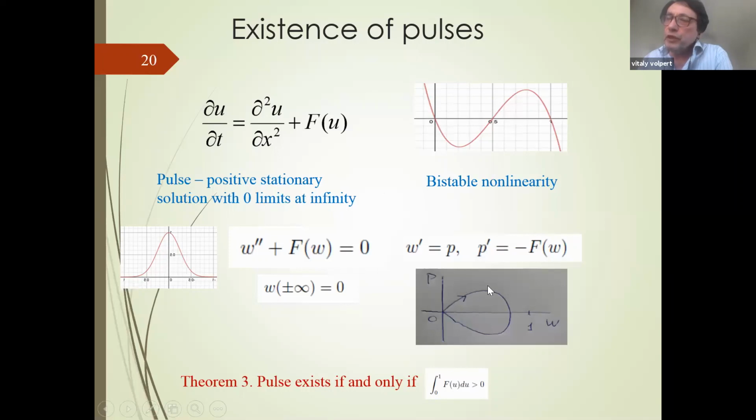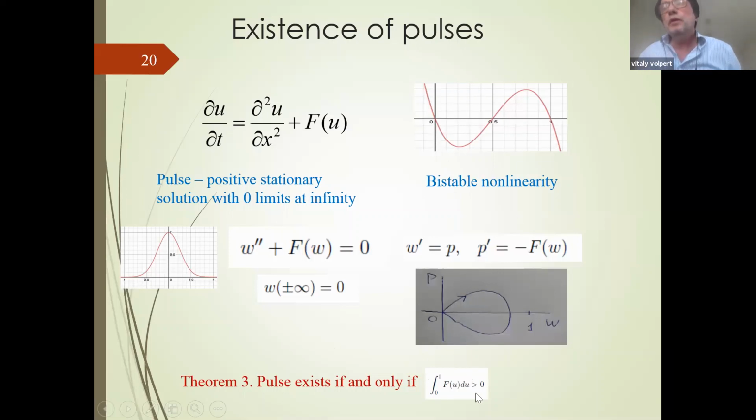And we look for the trajectory now like that. Now it is not a heteroclinic trajectory. It is a homoclinic trajectory, shown like this. And we can easily prove the existence of solutions like that in the bistable case. And the result is, in fact, that such a solution exists if and only if the integral of this nonlinearity is positive.